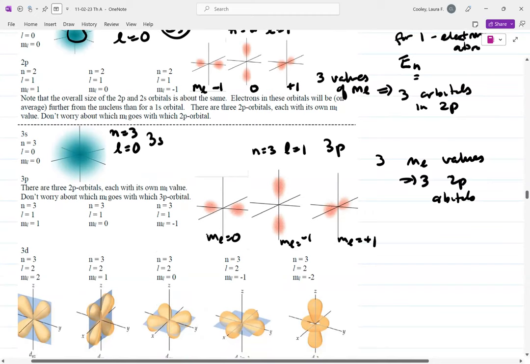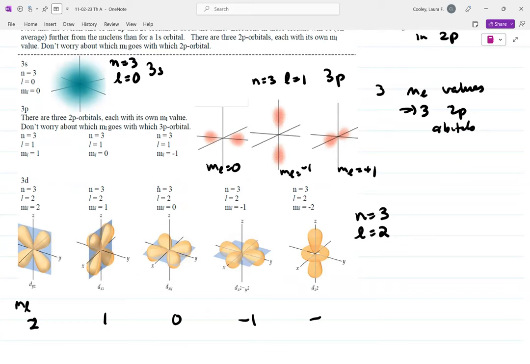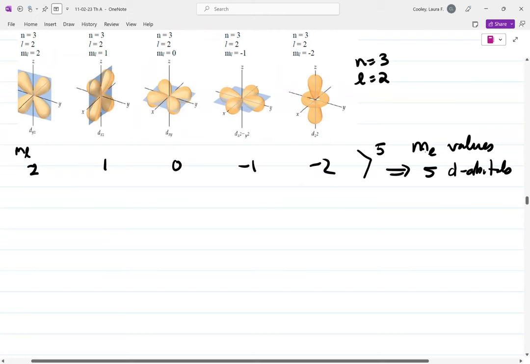And now we have n equals 3, l equals 2, and we have five different m sub l values: 2, 1, 0, negative 1, negative 2. I don't know which is which, and I'm not expecting you to know. I'm just saying the fact that there are five m sub l values means there are five d orbitals in the d subshell of the n equals 3 shell. All right, I know this is really fun, isn't it?